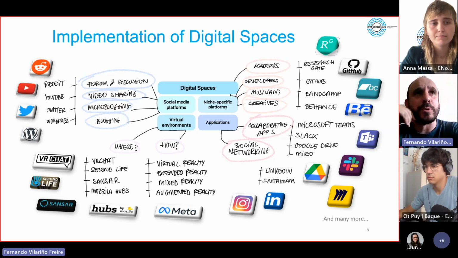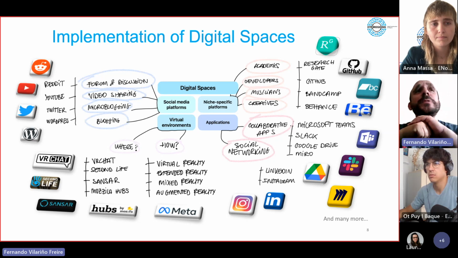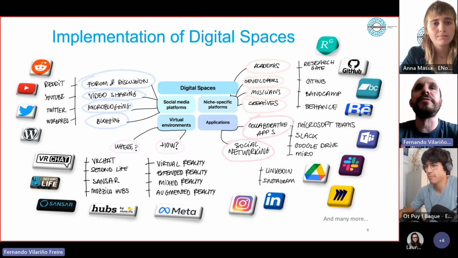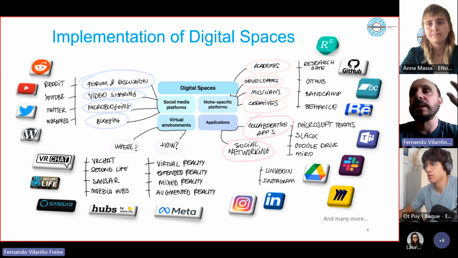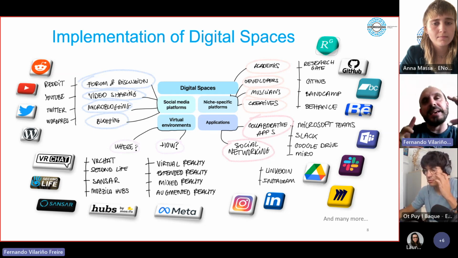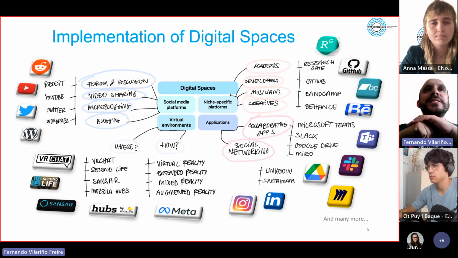But we have also these virtual environments that, I insist, will be one of the key elements in our discussion today, from which we can identify, for instance, VRChat, Second Life, Sansar, Hubs, and Meta, which is the transformation of Facebook in this metaverse approach. And here we can speak about virtual reality, in which we are going to provide a completely virtual environment, extended reality, in which what we are having is the vision of our real world with specific virtual elements that create also the platform, mixed reality and augmented reality.